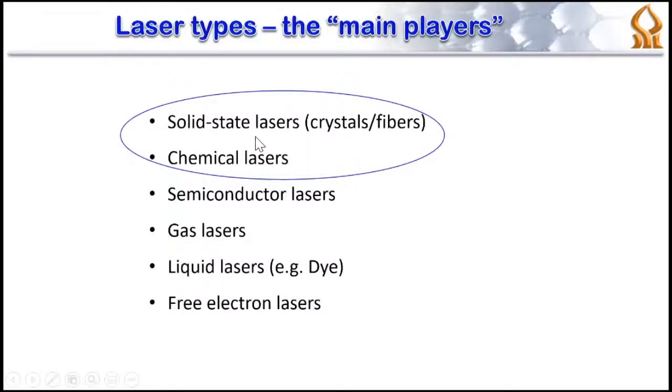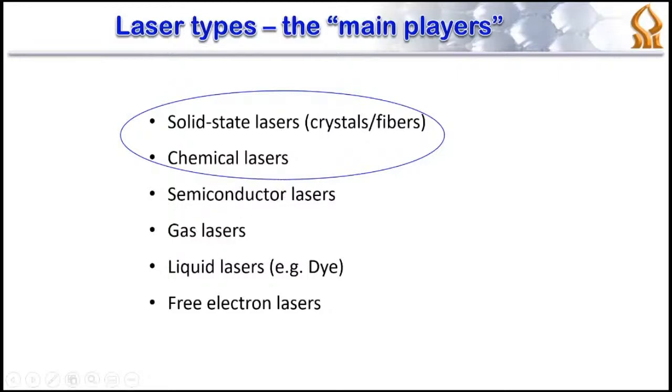main players in the field of laser interception of targets. Solid-state lasers can be made of crystal or fibers. Chemical lasers are made of a mixture of gases. I'll talk about these in a minute. Semiconductor lasers are very efficient, but they're small in power, or they have low power.